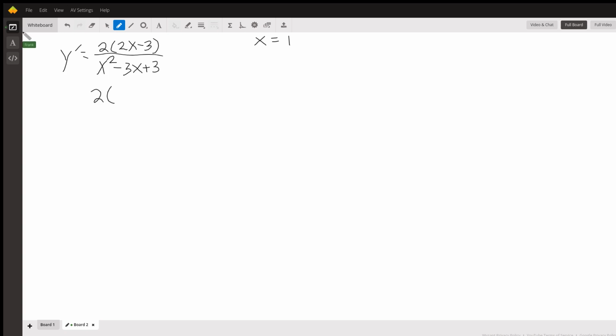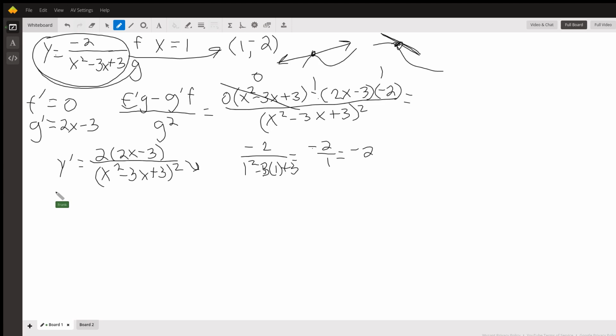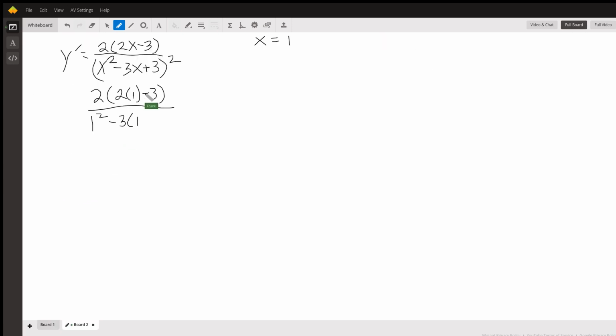So it's 2 times 1 minus 3 divided by 1 squared minus 3 times 1 plus 3, and this is supposed to be squared. Did I have it written squared over here? I certainly did. 2 times 1 is 2, minus 3 is -1, times 2 is -2, divided by -3 plus 3 is 0, 1 squared is 1, and then squared that is 1. So the slope is -2 at x equals 1.